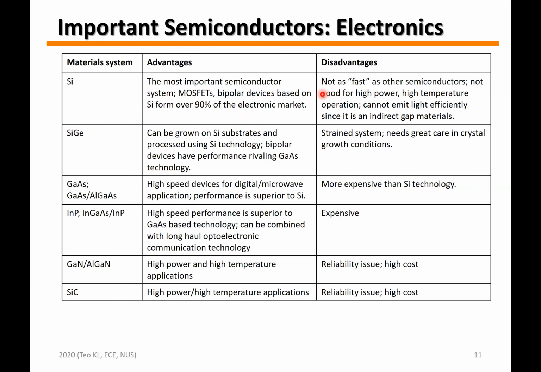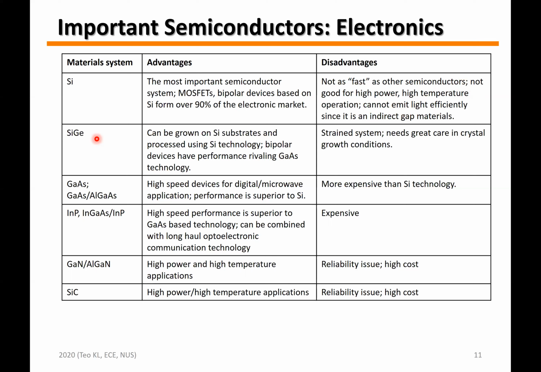Some of the disadvantages of silicon are that it's not as fast as some other semiconductors such as gallium arsenide, not good for high power and high temperature operation as compared to gallium nitride, and it cannot emit light efficiently since it's an indirect bandgap semiconductor.